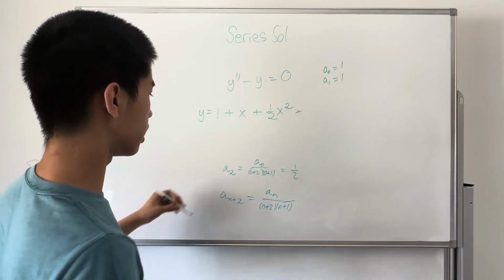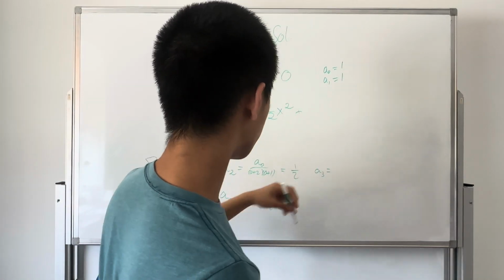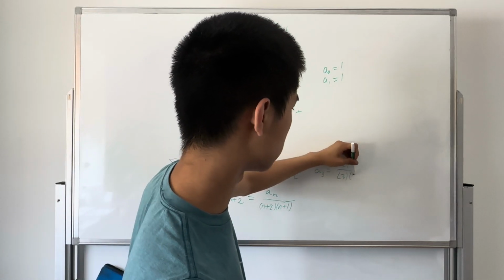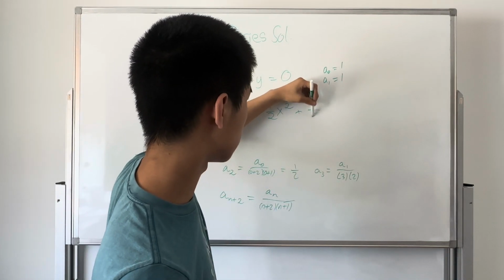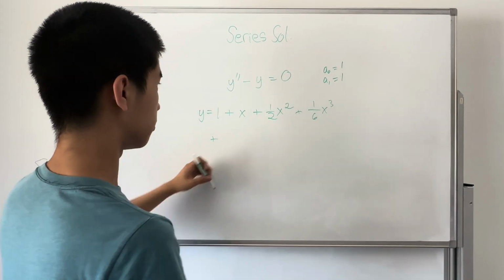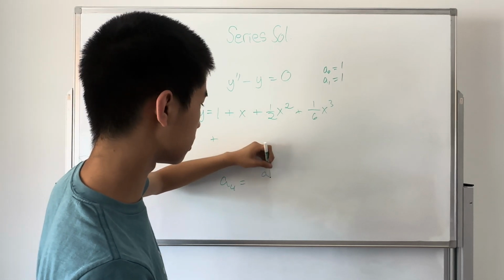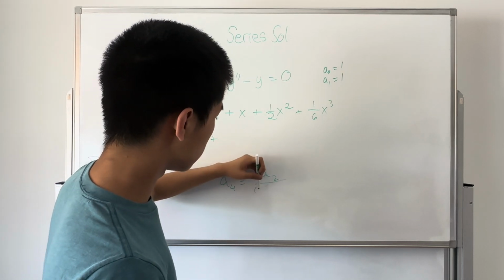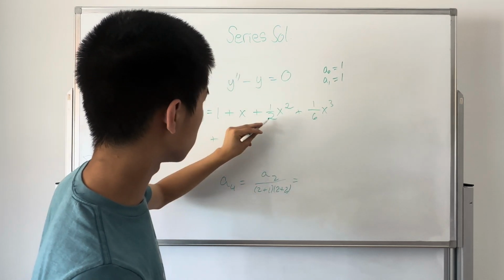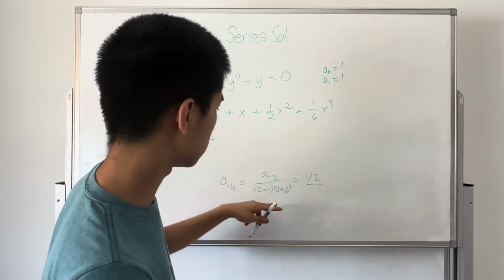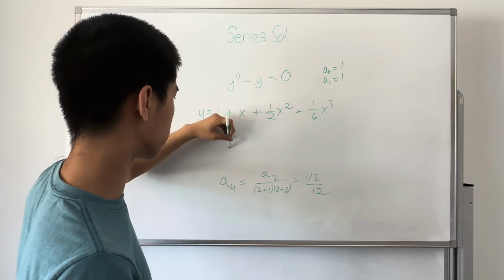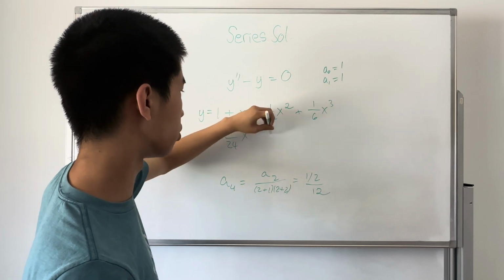And then to solve for a of 3, we have to plug a of 1 in. We get 3 times 2. That would be 1/6. We could find a of 4. That would be a2 over 2 plus 1 over 2 plus 2. So a2 is 1/2 over 3 times 4, 12. So you'd have 1 over 24, x to the 4th, and so on.